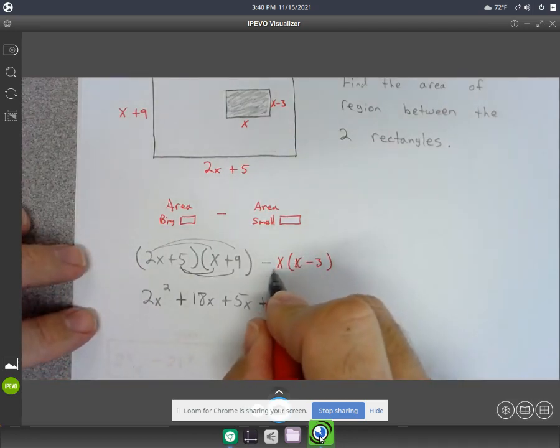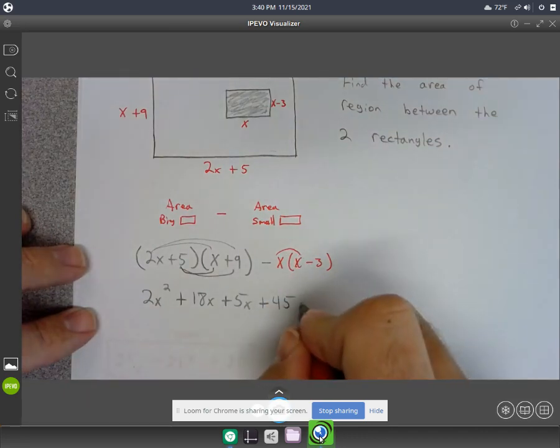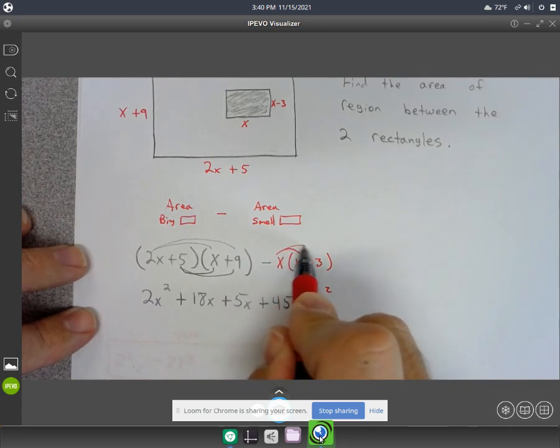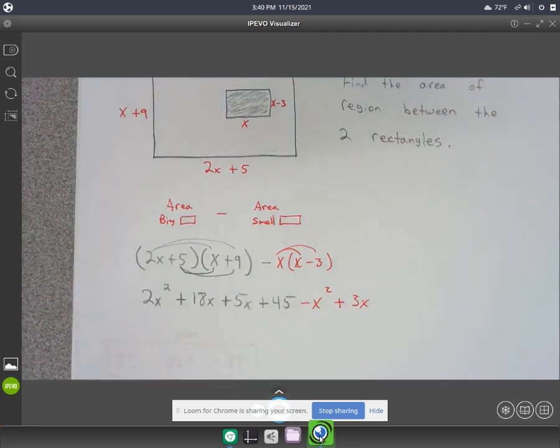So keep in mind it's a negative x that we're distributing here. Negative x times x will be negative x squared. And then it's a negative x and a negative 3, so that will be a positive 3x.